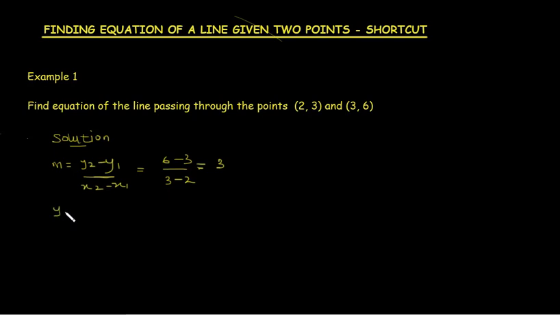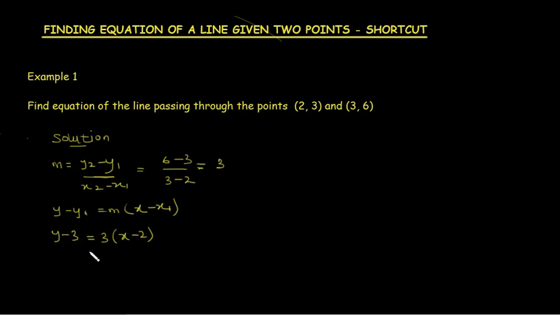So now using the equation y minus y1 is equal to m into bracket x minus x1. So you use any of the points that you want together with the gradient. In this formula, you can find the equation of the line. So we have y, we are using the first point, y minus 3 is equal to, the gradient was 3 into bracket x minus 2.